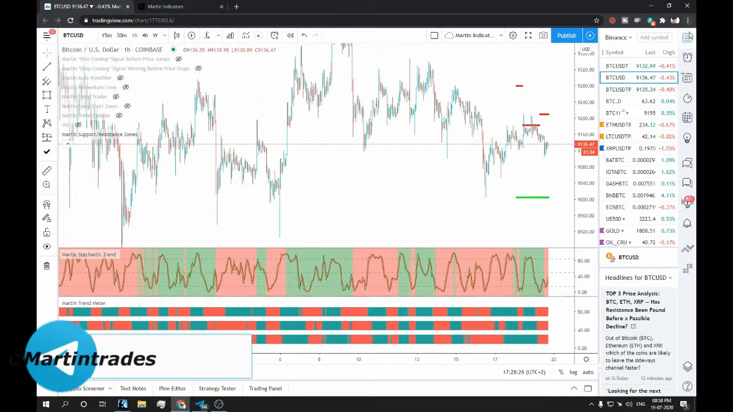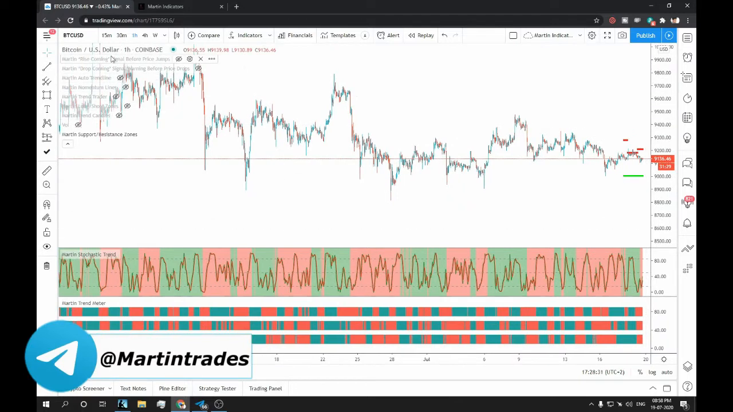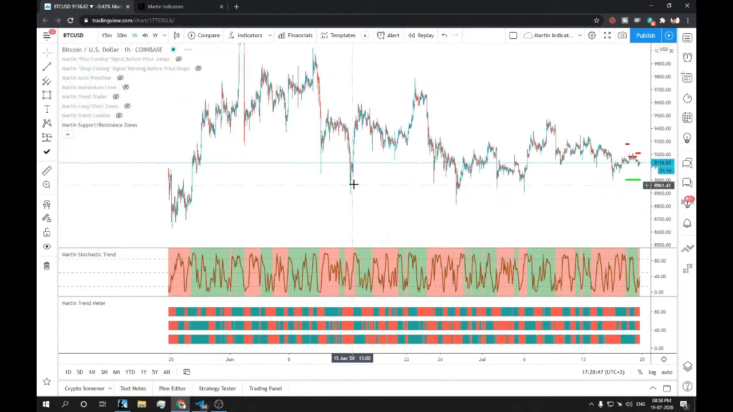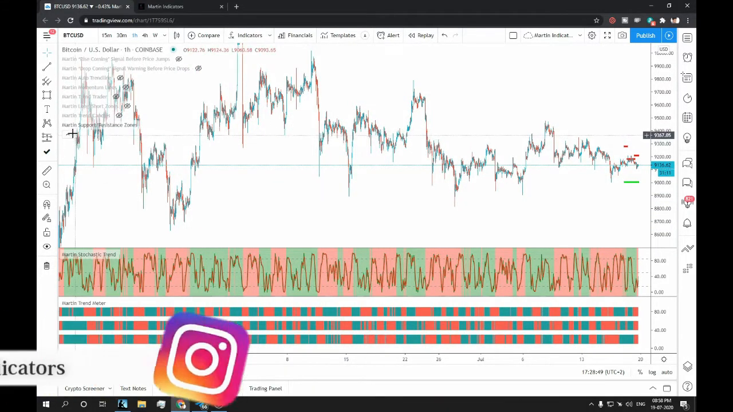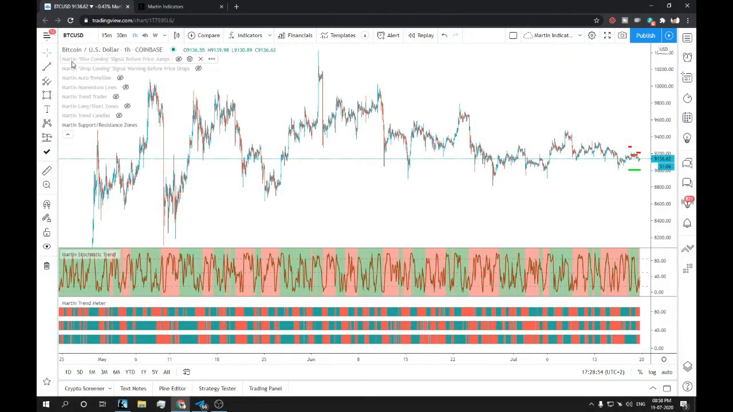So what is Martin indicators? Martin indicators is a cluster of 10 indicators. You can see it here: rise coming, drop coming, auto trend line, momentum lines, trend trader, long or short zones, trend candles, volume, support or resistance zones, Martin stochastic trend, and Martin trend meter. In my SAT strategy, we use auto trend line, momentum lines, support or resistance zones, stochastic trend, and trend meter, and we use long or shorts for confluence.